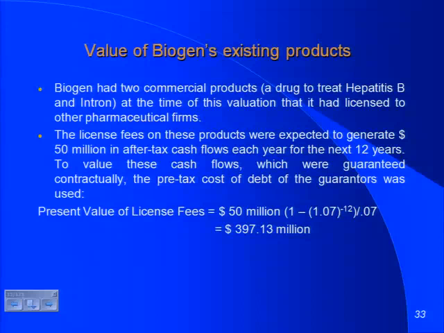I used the cost of debt of Merck and Pfizer as my discount rate. Not the cost of debt of Biogen. It's not even a player in the game. It's the cost of debt of Merck and Pfizer because it's the default risk that I'm worried about. That present value is $397 million. The collective license fee was $50 million, but because it was a fixed license fee and the only risk I had was default risk, I brought it through the cost of debt.